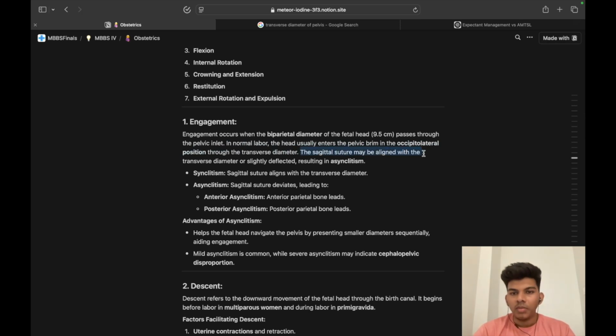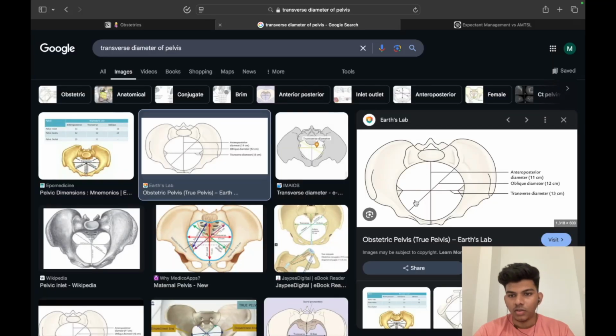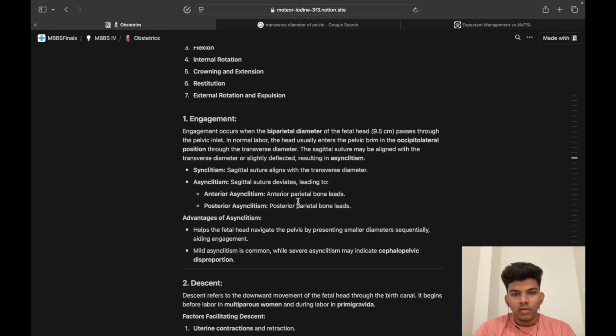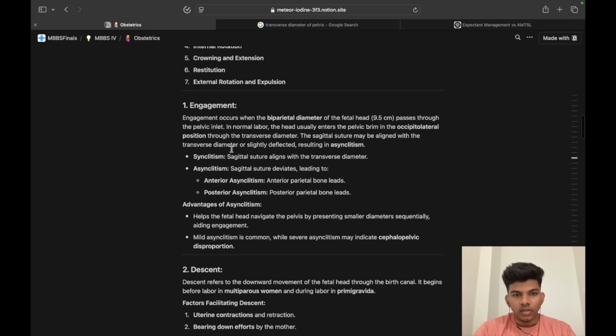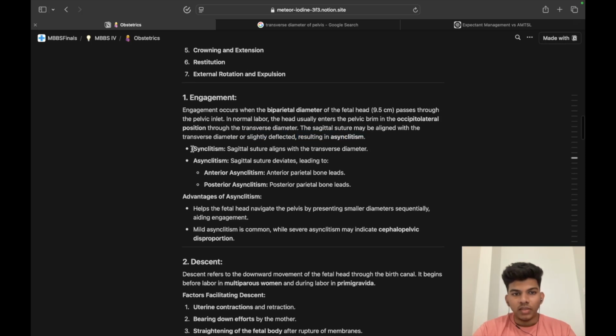The sagittal suture may be aligned with the transverse diameter. Even this is understandable. This is the head, and this is backward to forward. Occiput is here, sinciput is here, and this is the sagittal suture, sagittal meaning in the middle. The sagittal suture may be aligned with the transverse diameter or slightly deflected. So it is not perfect, resulting in asynclitism. We have a new set of terms: synclitism, asynclitism. These form a 3 marker mostly.